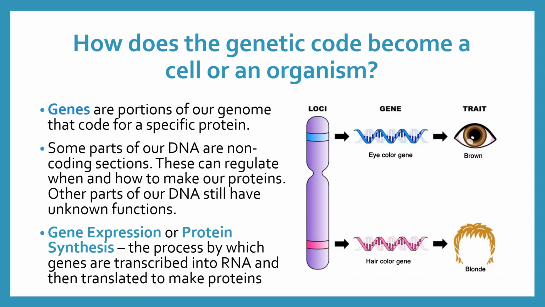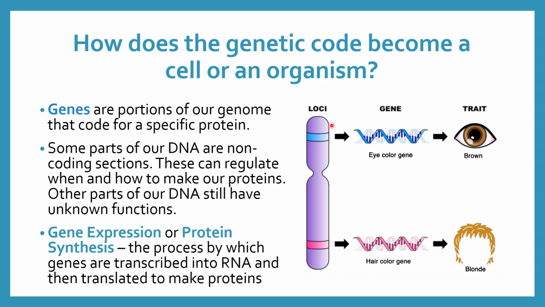Now, genes are the portion of our genome that codes for a specific protein. So not all of our genome is actually made of genes. There's only about 20 to 25,000 genes in the entire human genome. So not as many as you might think. Only specific portions code for a protein, and that's what is a gene.